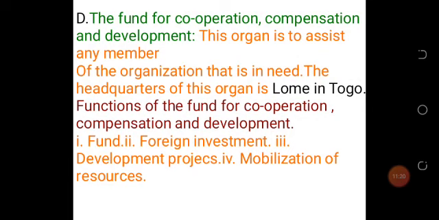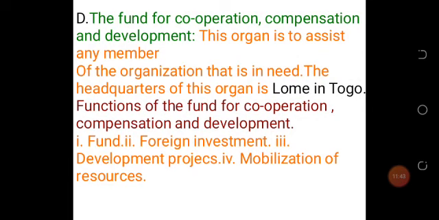Then foreign investment. It is to guarantee foreign investment proposed by member states in line with established standards and to promote the harmonization of individual policies. That is, this fund helps to make sure that the foreign investment of every member nation goes the way it is planned by assisting them with funds.